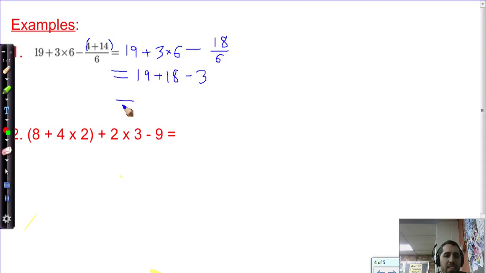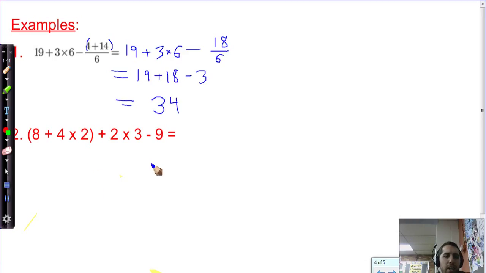Now finally A says add and subtract from left to right, so we're going to do 19 plus 18. That will give us 37, and then we'll subtract 3 for a final answer of 34. Hopefully that makes sense. We're moving left to right whenever we have multiplication, division, or addition, subtraction.